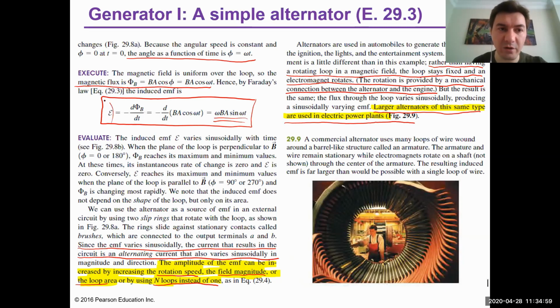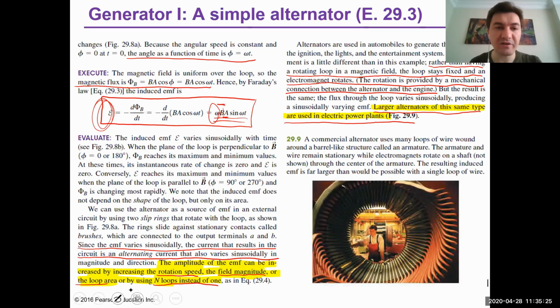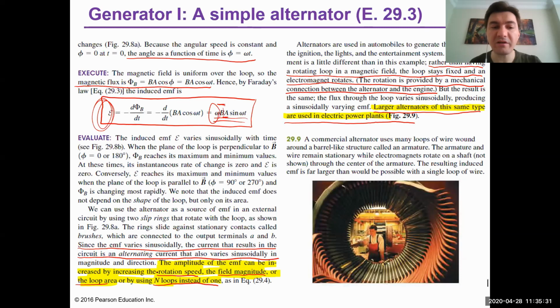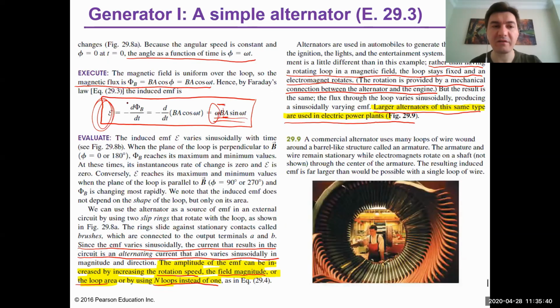Look at the EMF formula. It depends on the rotation speed. It depends on the magnetic field. It depends on the area of the loop, right? So you can increase the amplitude of the EMF by increasing the rotation speed, or by increasing the field magnitude applied, or you can increase the loop area. You can use a bigger loop, or you can increase the number of loops. Here we have just one loop. If you increase the number of the loops, you can also increase the EMF.